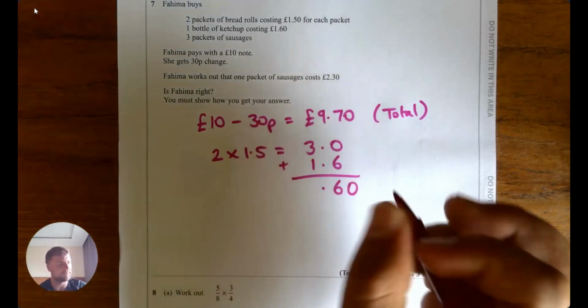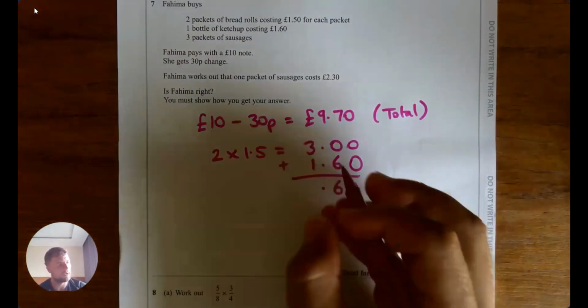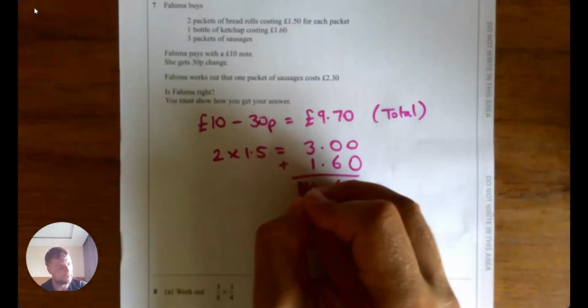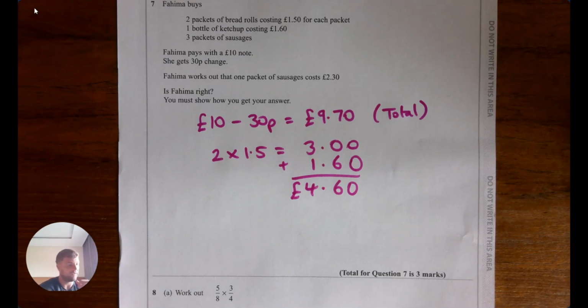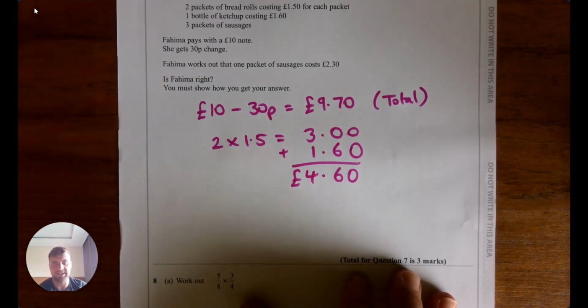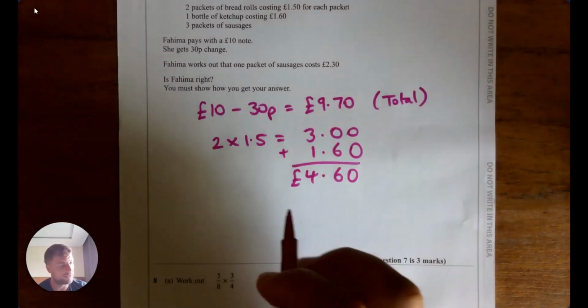And we can put 0 here because it's money anyway as well. 3 add 1 is 4. So we get £4.60 for the bread rolls and also the ketchup. Then we're going to work out the difference between the total and those because that's going to tell us how much the sausages in total cost.